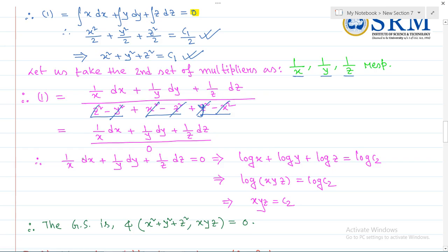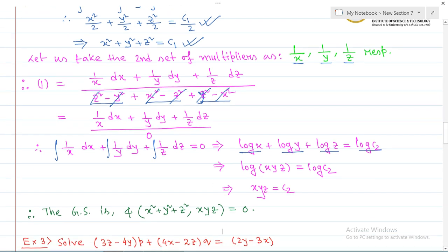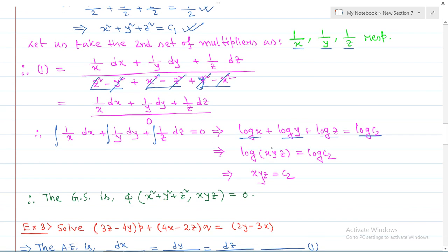So definitely if we do the integration of 1 by x dx, 1 by y dy, 1 by z dz equals 0, what is the solution we get? Log of x plus log of y plus log of z equal to log c2. Now we know log a plus log b can be written as log of ab. So using that formula, log of xyz on the left hand side is equal to log c2 on the right hand side. So we have xyz equals c2. That is the second set of solution.